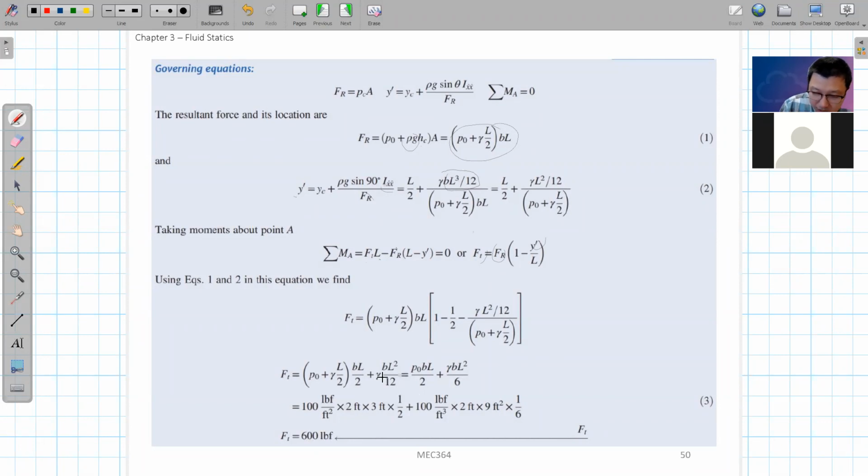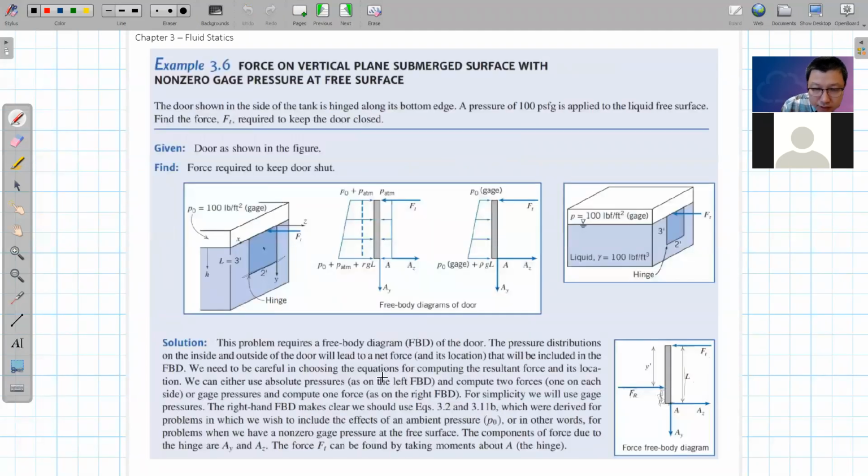All right, so this example problem is also very straightforward, and it's the same thing, right? We find the magnitude of F_R, we find the Y prime value, and then we just do a moment balance and try to find the force we want to calculate. So, any question about this example problem? Anyone?